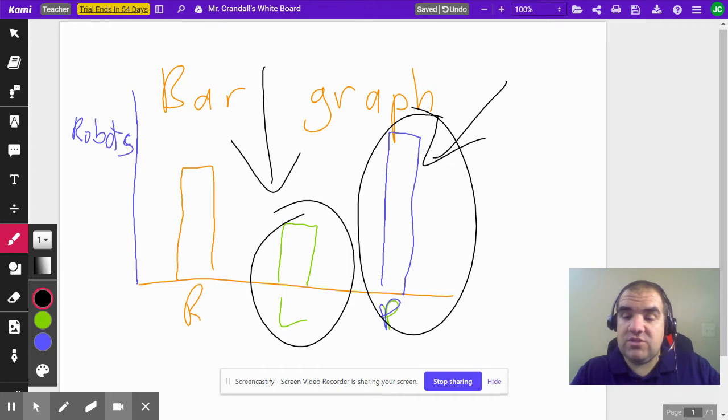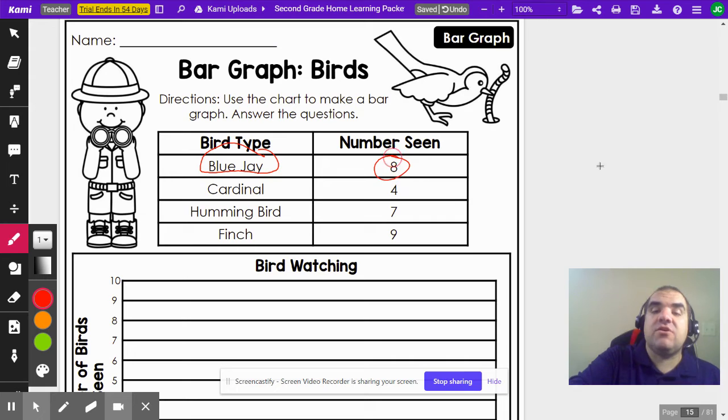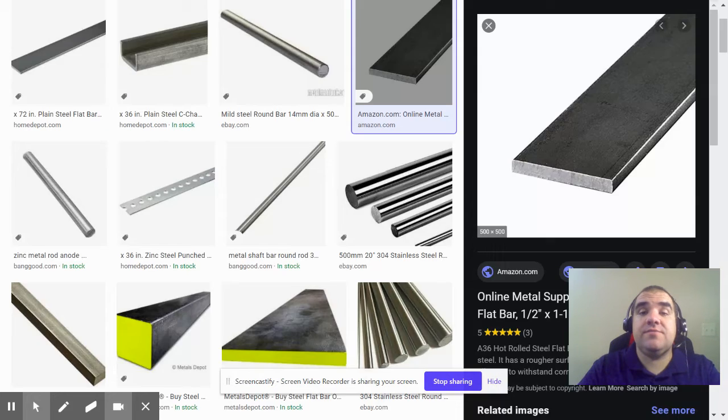So, before we start, let's go over this. It says bar graph, birds, directions. Use the chart to make a bar graph. Answer the questions. Now, it says there are 4 different bird types on this, and I got a picture of each one just in case you're not sure. Blue jays, and there's 8 of those. 8 blue jays. Blue jays look like this.